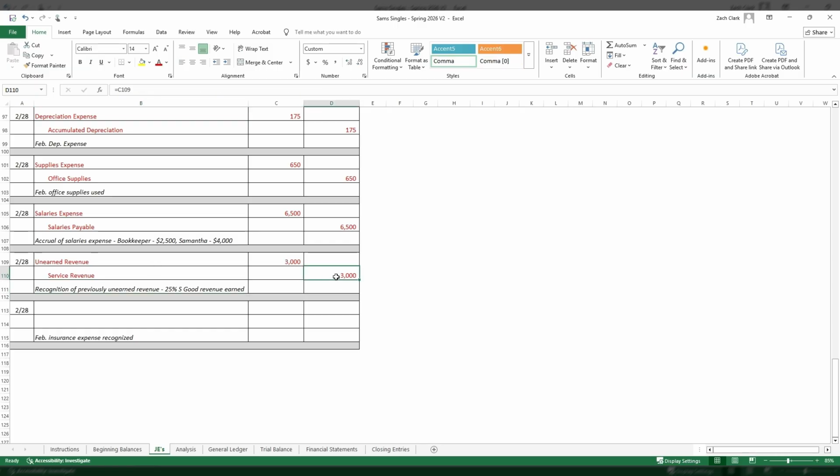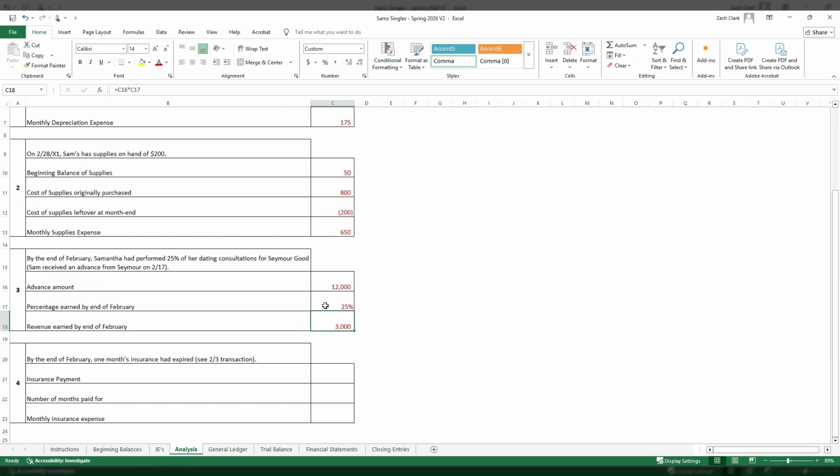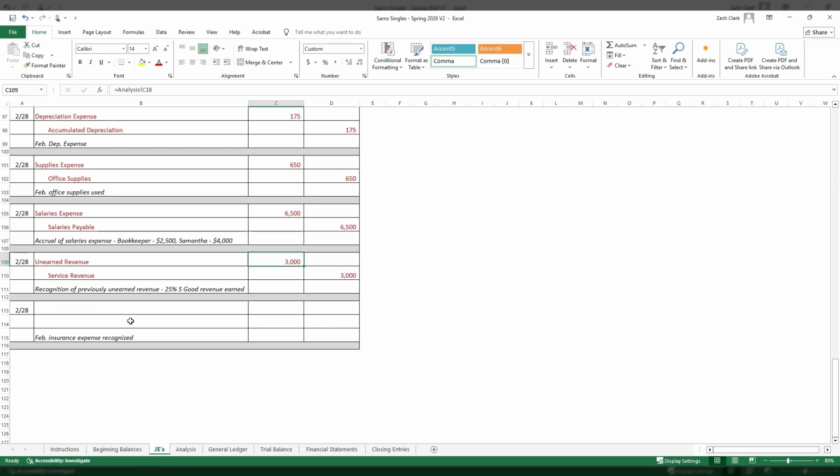That's recorded on our income statement. And we still have, if we were to look in the ledger, which we could do in a moment, 75% would still be unearned, which would be $9,000 left over. So basically additional services that need to be provided to this individual going forward next month or whenever it happens.